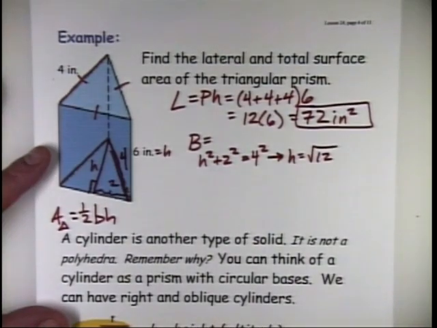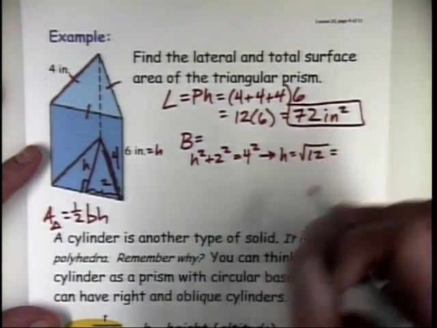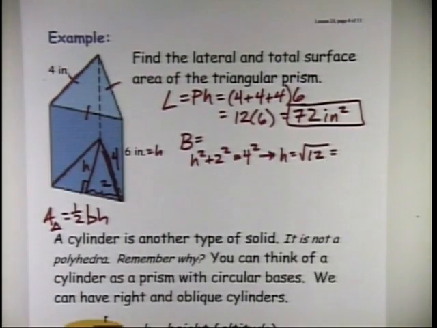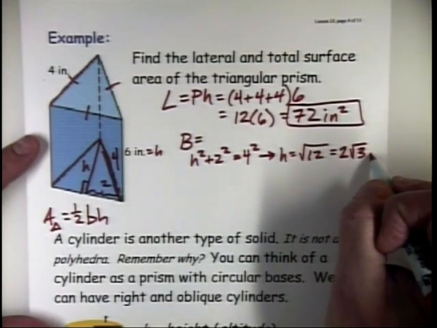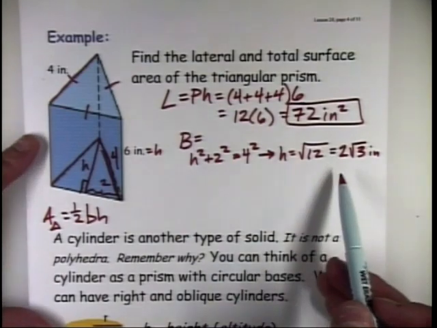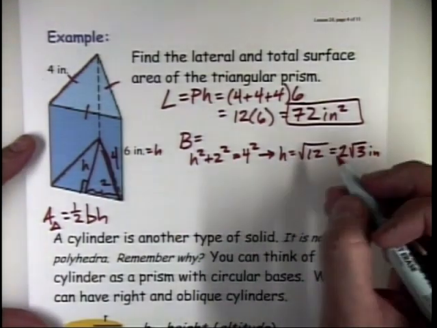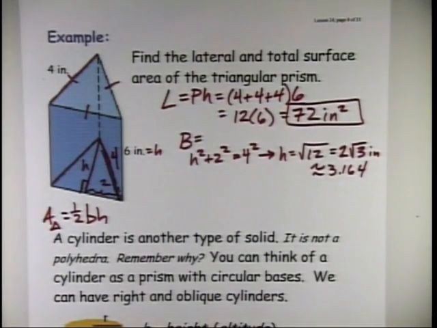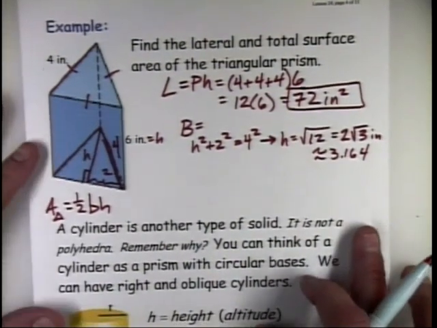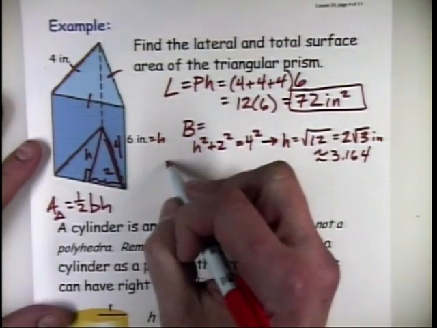And simplifying radicals is another thing entirely. The square root of 12 is the same as the square root of 4 times 3, but 4 is a perfect square. So we can call that 2 square root of 3, and that's in inches. Now I get a decimal approximation of that. It's about 3.464, but I'm going to go ahead and use the exact answer in the calculation so I don't have rounding error.